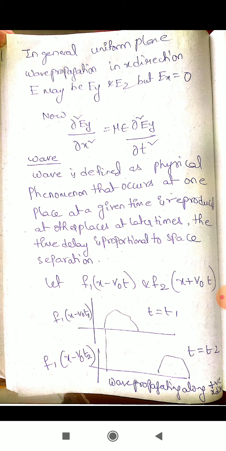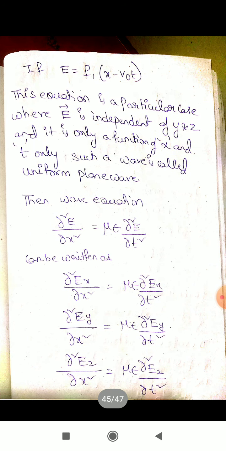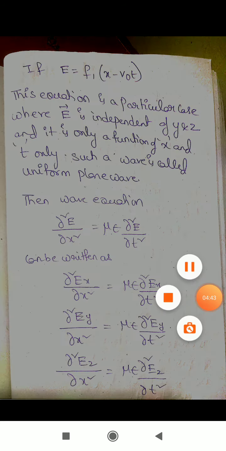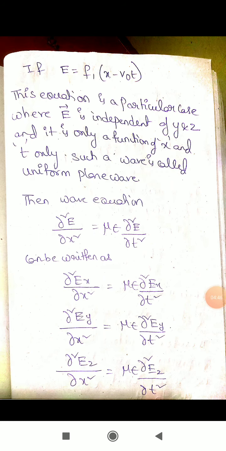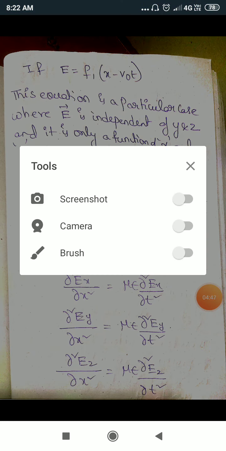So we are bothered with the wave that is propagating along positive x direction. Remember, f1 is positive x direction and f2 is negative x direction. Now if E is taken as the first function, f1 of x minus v naught of t, x minus v naught of t.